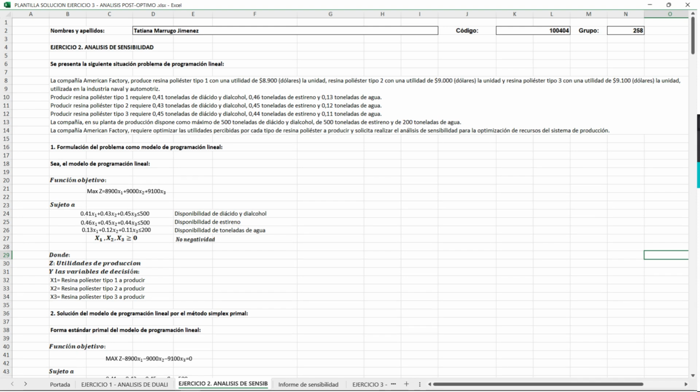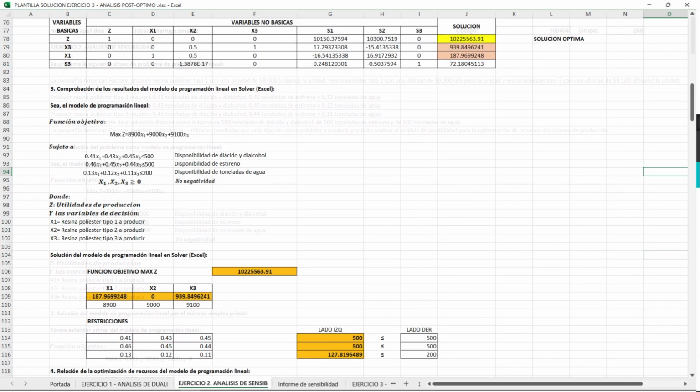The initial solution obtained using Solver indicated producing approximately 187.97 units of Type 1 and 939.85 units of Type 3, achieving a total profit of $10,225,563.991. Throughout this sensitivity analysis, we explored 2 broad categories of variations: changes in unit profits and changes in resource availability. 1. Reduction in unit profits.